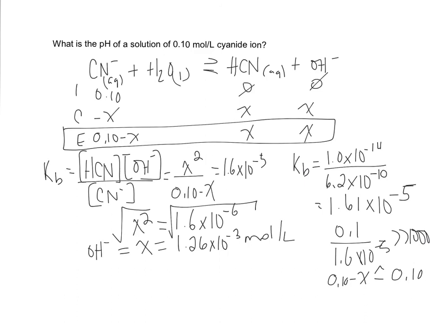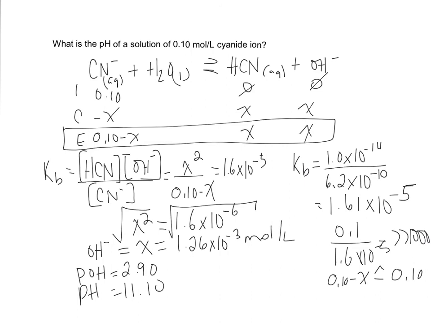So if I find the negative log of that value, my pOH is 2.90. So my pH is 11.10. So the pH of a solution of 0.1 molar cyanide ion is 11.10. So it is basic, right? It's greater than pH of 7. So basically, Ka, Kb, very similar.